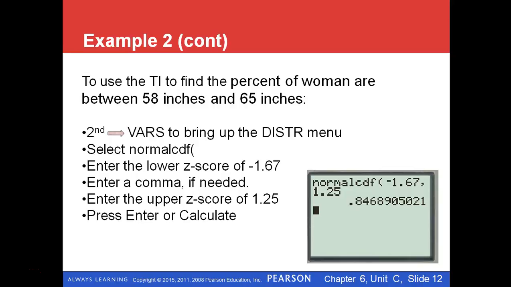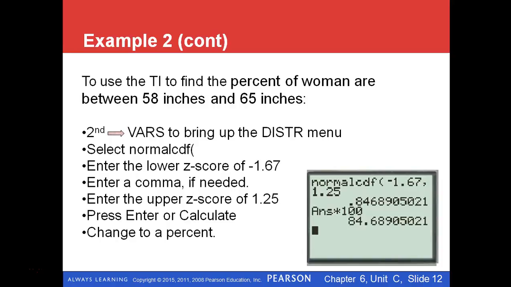Sometimes they ask for the answer in decimal form to 4 decimal places. So they may say 0.8469 would be your answer. In this case, they wanted to know as a percent. So we're going to change this to a percent by multiplying by 100. And then we'll round to the nearest tenth. So about 84.7% of women are between 58 inches and 65 inches.